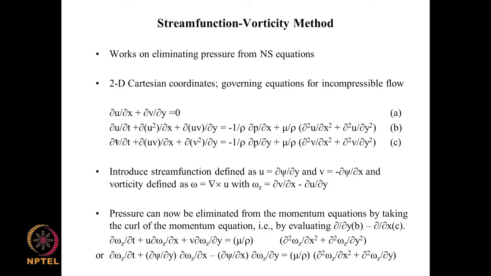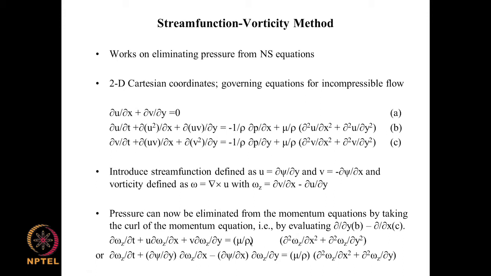And the y momentum equation is ∂v/∂t plus ∂/∂x of uv plus ∂/∂y of v² equal to minus 1/ρ ∂p/∂y plus μ/ρ times (∂²v/∂x² plus ∂²v/∂y²). So, you have equations A, B and C.